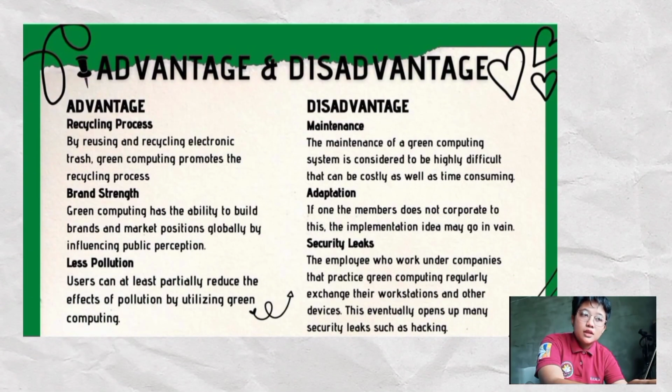Next is maintenance. It says that green computing is considered to be highly difficult. Why? Because the biggest challenge is the cost of replacing existing technology assets with energy-efficient devices. Next is adaptation. If one of the members does not cooperate in this, the implementation idea may go in vain or be useless. Next is security loss. By changing the workstations and other devices of a worker, it can lead to hacking because of information they learn that can leak to other people.